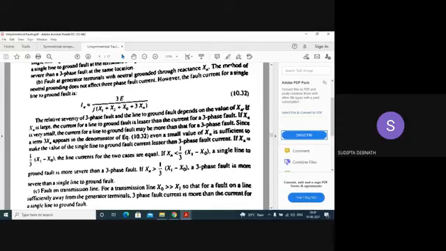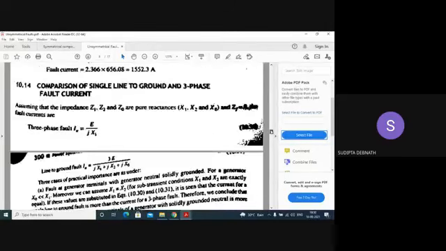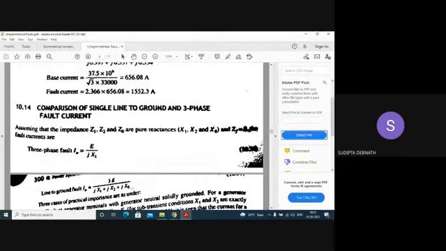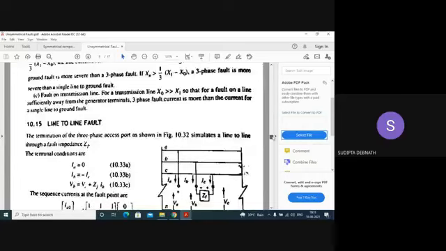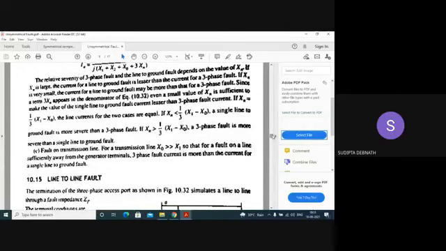Now this is for the generator. For transmission lines, the zero sequence reactance is much greater than X1. So you can easily understand if this X0 is much greater than X1, then this denominator being very large, this will automatically be lower than this one. Though thrice is present here, it is very much greater. So the single phase to ground fault current will be less than the three-phase fault current. So in that case, and the fault on a line sufficiently away from the generator terminal, why is it written?